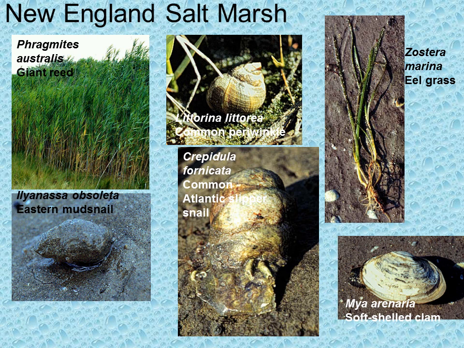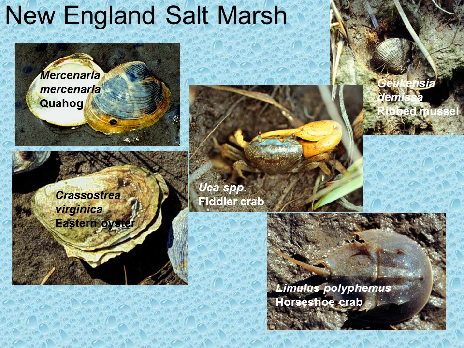And you also have other soft-shelled clams like Mya arenaria, and there's a few other quahog species, etc., that can be found in New England salt marsh habitats. So the other quahog is the Mercenaria mercenaria. Then you have the eastern oyster, Crassostrea virginica. You have the Uca species of fiddler crab with that very large claw.